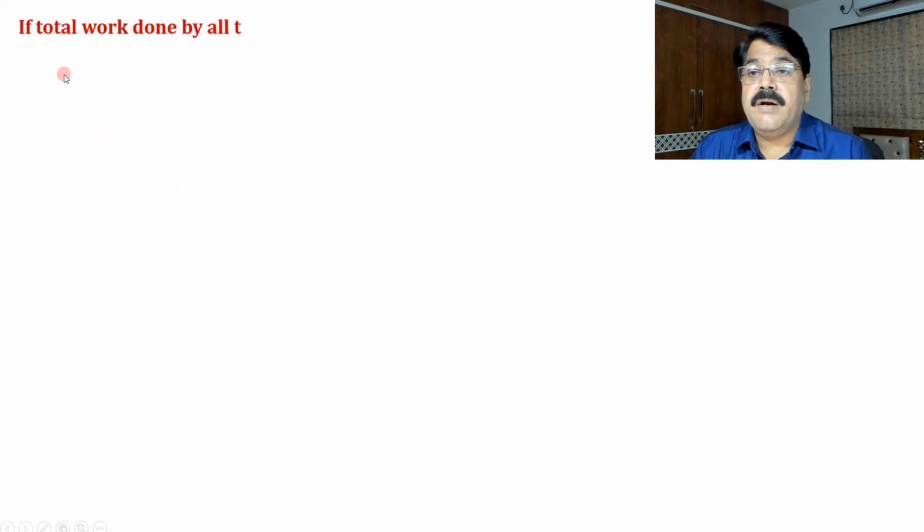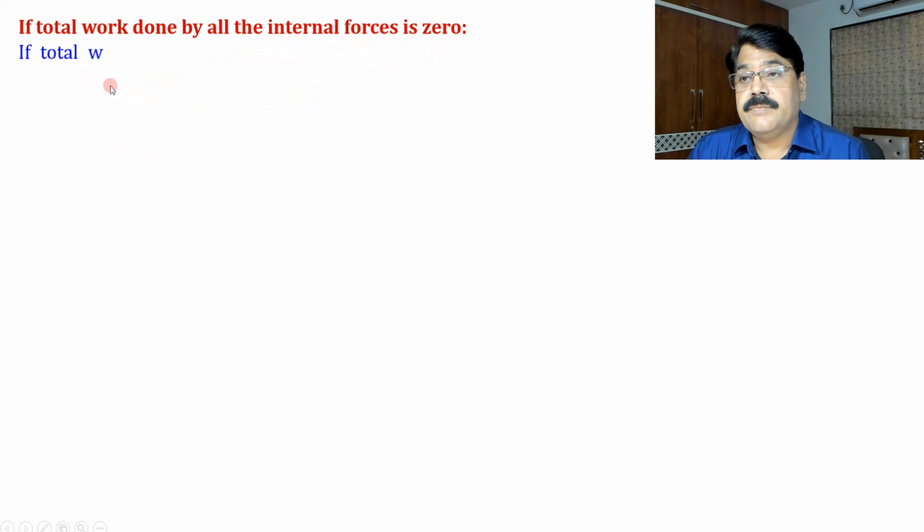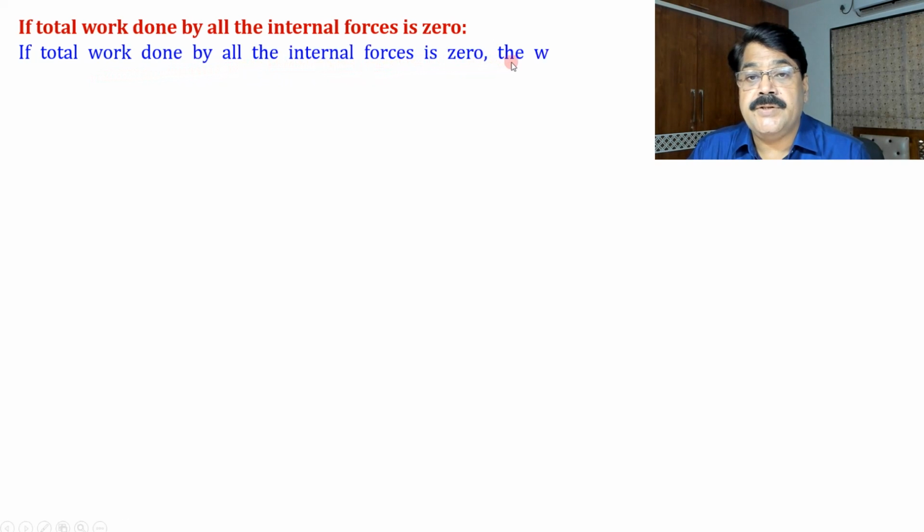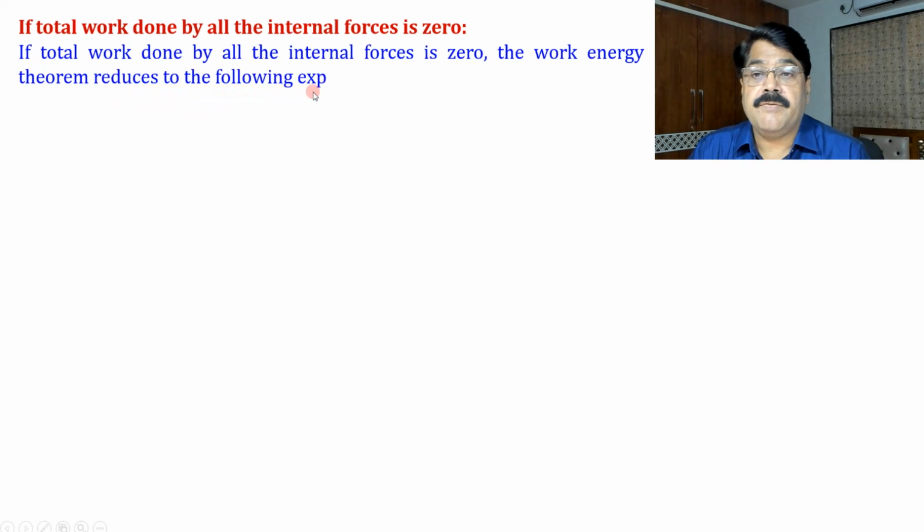If total work done by all the internal forces is 0, the work energy theorem reduces to the following expression: summation W external is equal to summation K final minus K initial. Here the second term is 0.